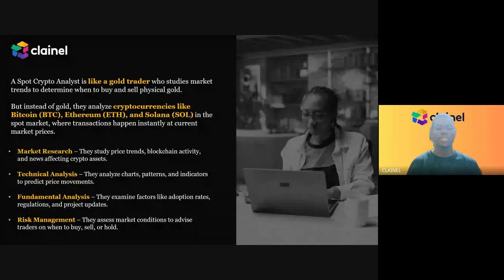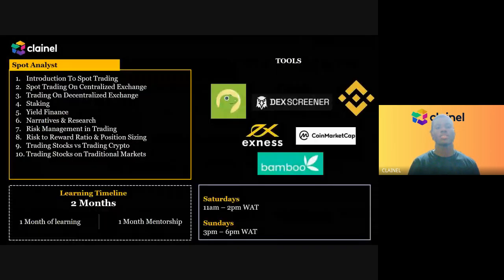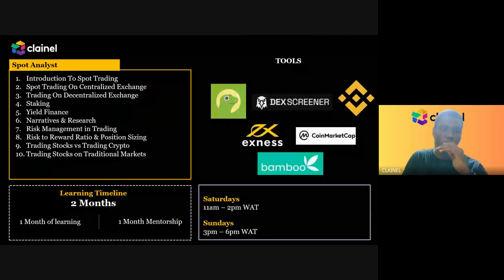Then we have risk management, knowing when to buy and sell. You must actually have knowledge of risk management. You must have a risk management strategy as a sports analyst. So we're also going to be teaching the sports analyst program.